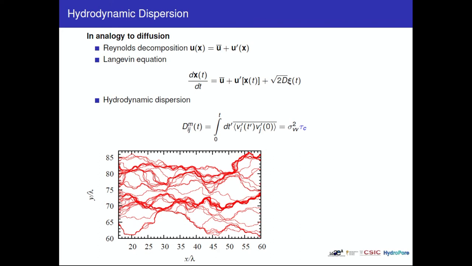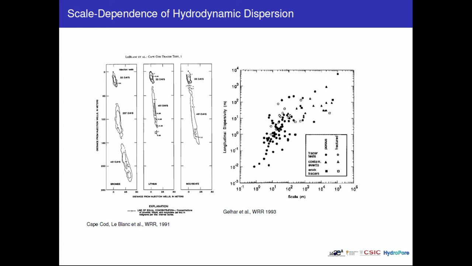So now with this relatively simple concept, one can explain the scale dependence of hydrodynamic dispersion that has been observed in porous media. This is the evolution of a plume in the Cape Cod experiment that was conducted in the 80s in an aquifer at Cape Cod. And this was an experiment that was designed to probe what was called the macrodispersion theory.